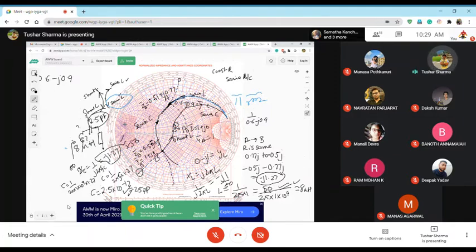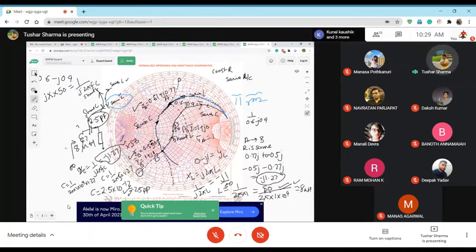Now just to repeat again, when you are moving on a constant R circle, you will try to calculate ZA, ZB. The real part will be the same, the imaginary part will be different. You will calculate the difference of the imaginary part. Whatever that difference is, let's say it's JX. That JX impedance gets multiplied by 50, and that will be equal to 1 over J 2 pi FC.